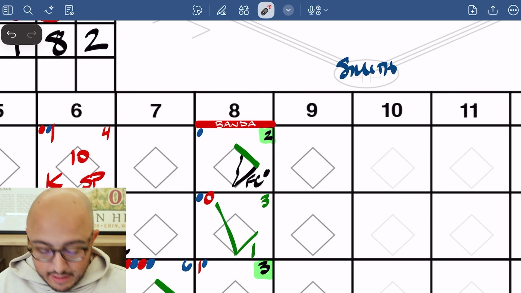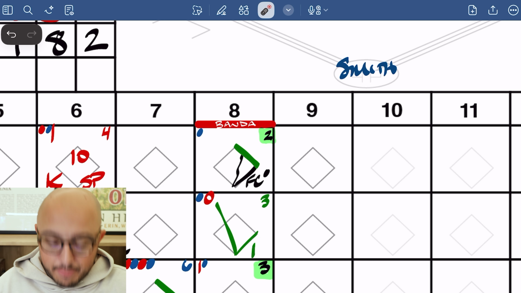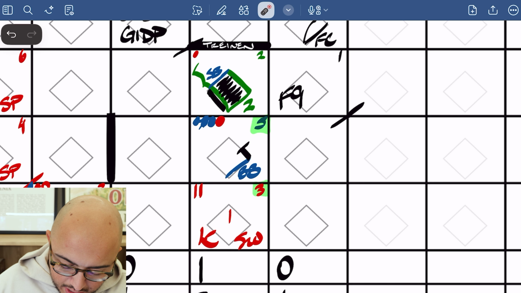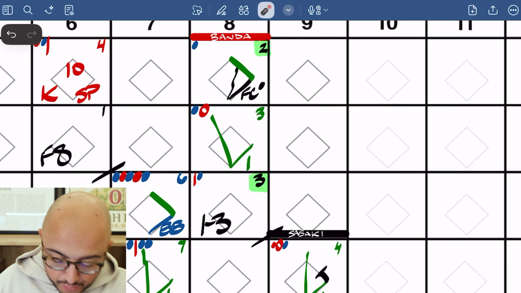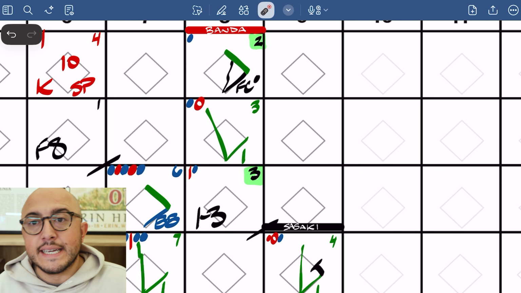Generally, there are colors that I like to use, and I'll break that down in a moment. But you always have to make sure you're keeping track of the runner and how they are advancing across the base paths. Fielder's choice outs, however, don't count as hits.